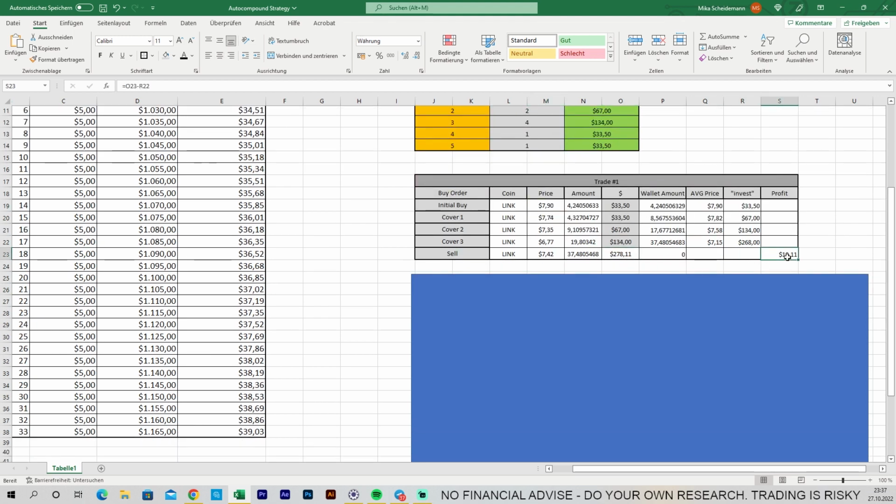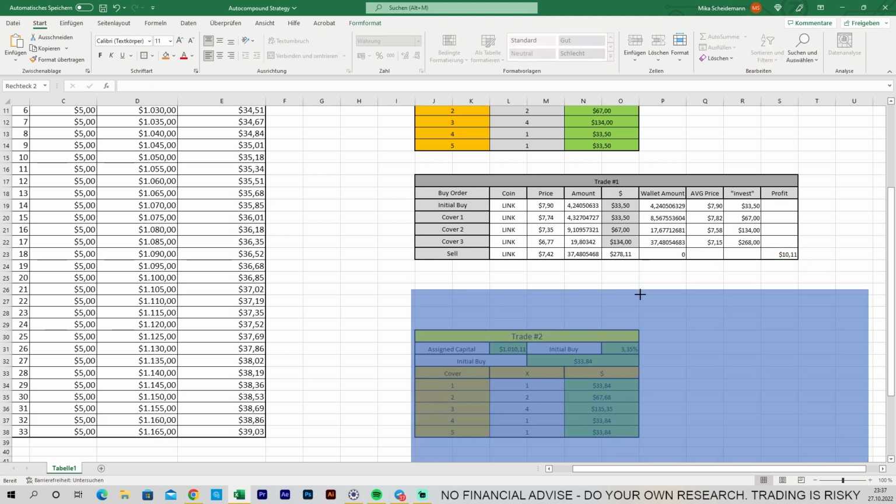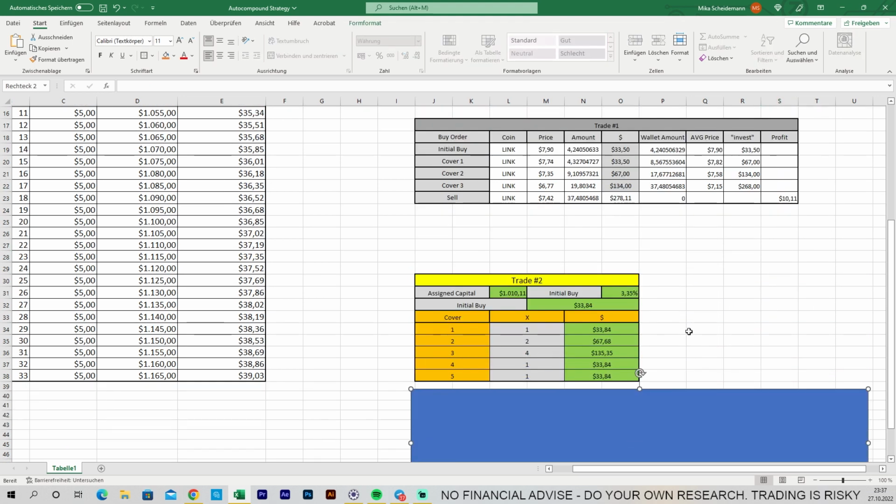So that's our first profit. This profit with auto compounding on immediately gets taken on top of the balance. So now we don't trade with $1,000. Now we trade with $1,010.11. So let's go ahead. Let's make the numbers real quick. We have an assigned balance of $1,010.11. Initial buy stays the same with 3.35%. So our new initial buy is at $33.84.